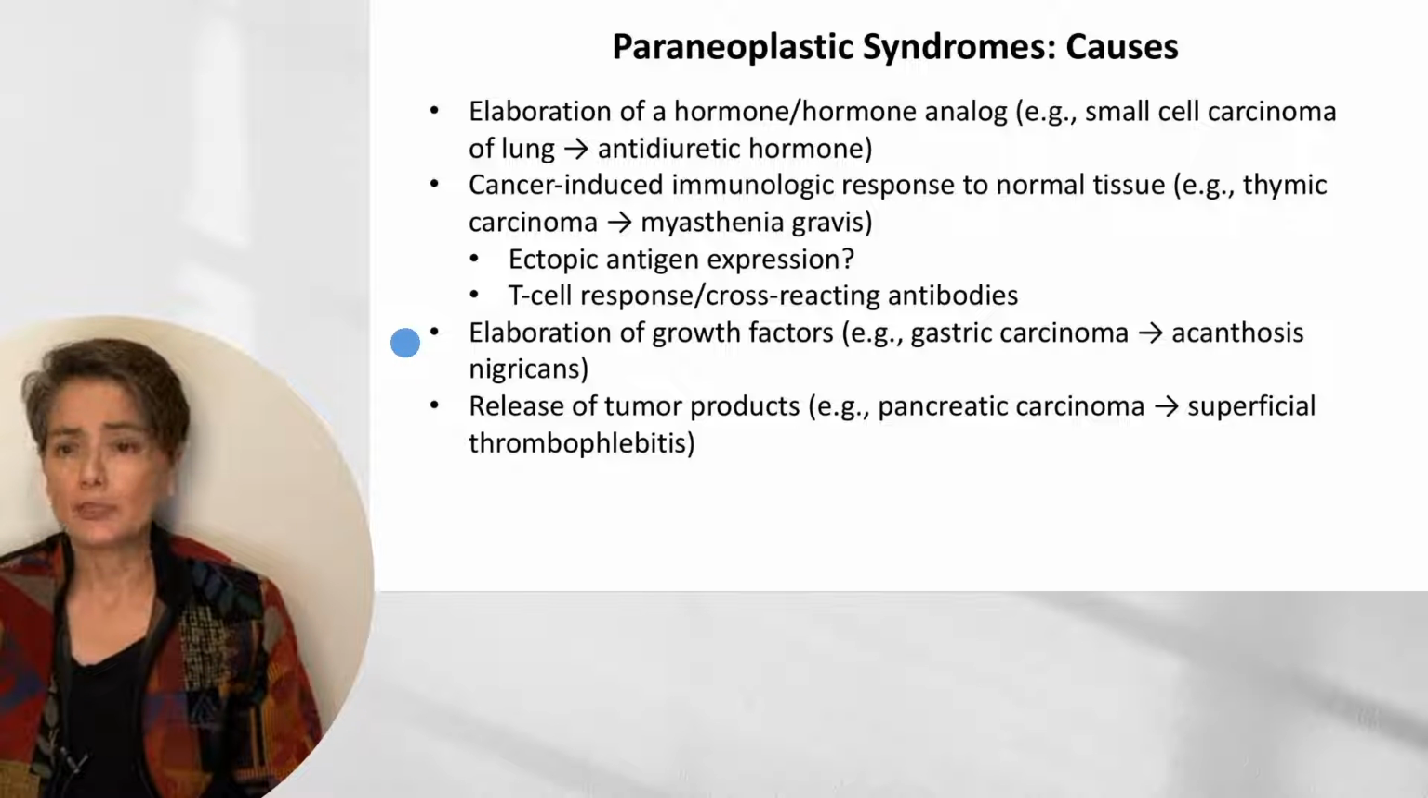So for example, gastric carcinoma can release growth factors that will lead to acanthosis nigricans. And I'm going to show you an example of that in a moment. And then I alluded to this earlier, the release of tumor products. So pancreatic carcinoma can result in superficial thrombophlebitis or Trousseau syndrome.